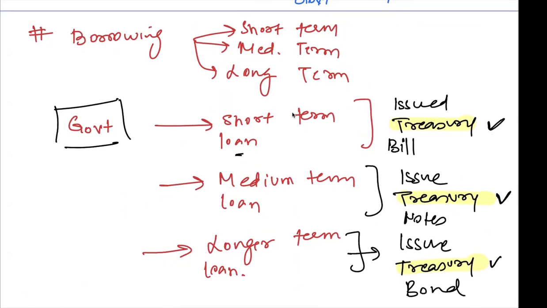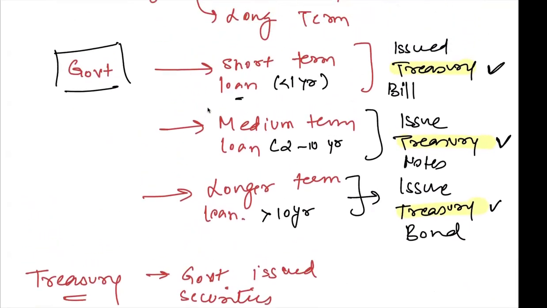So essentially, if the government wants a loan for less than 1 year, they'll issue a treasury bill. If they want a loan for 2 to 10 years, they'll issue what? Treasury notes. And if they want a loan greater than 10 years, then they'll issue what? Treasury bonds. Is this clear? Please tell me. Yes. Okay.